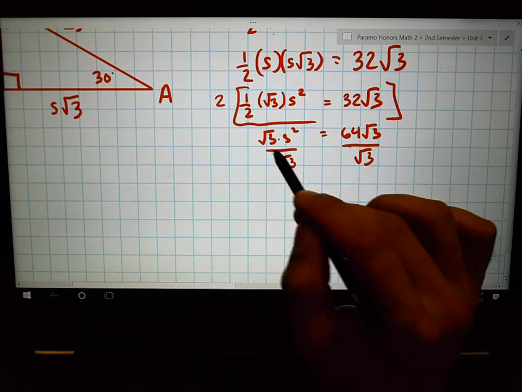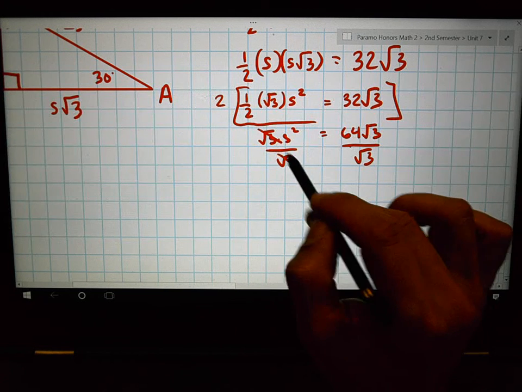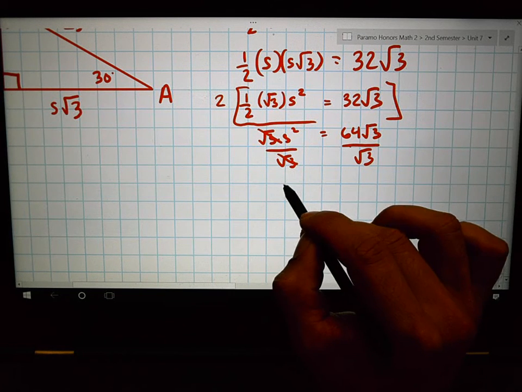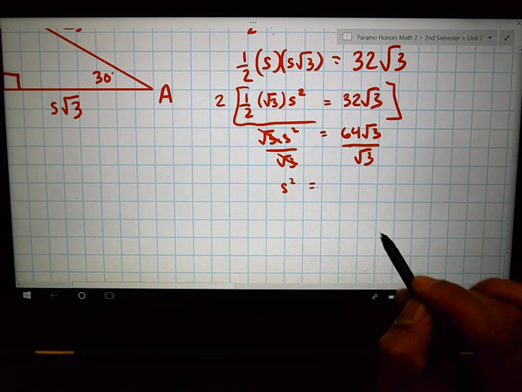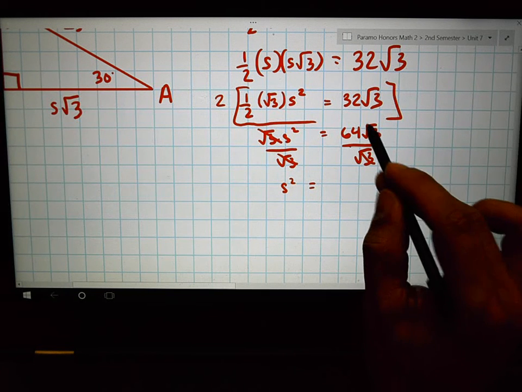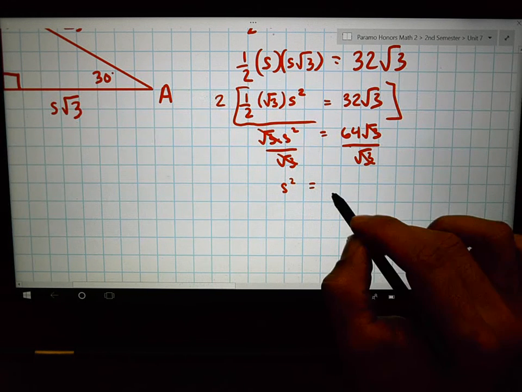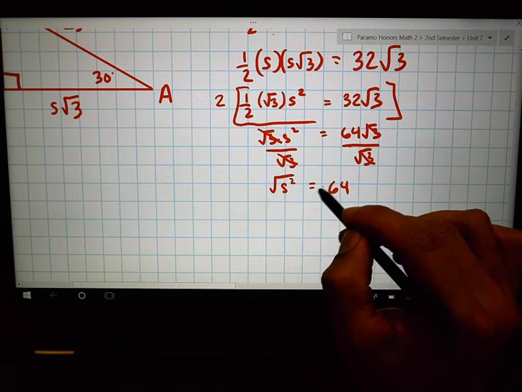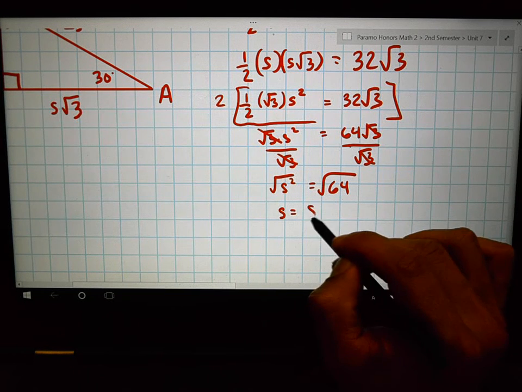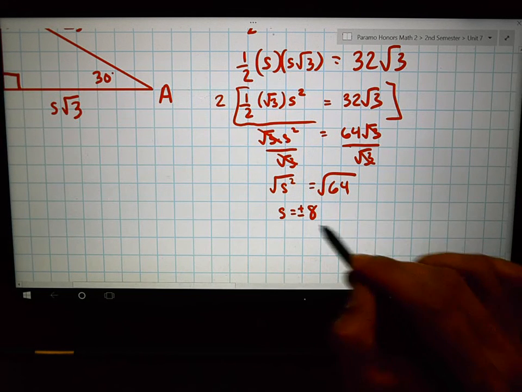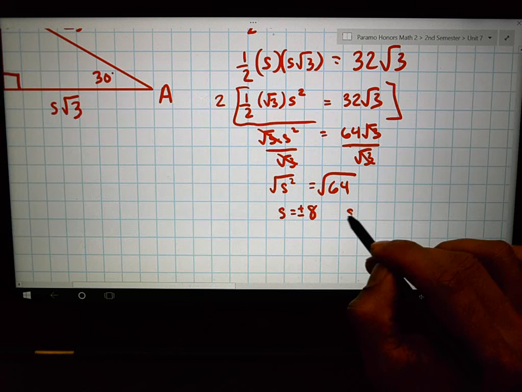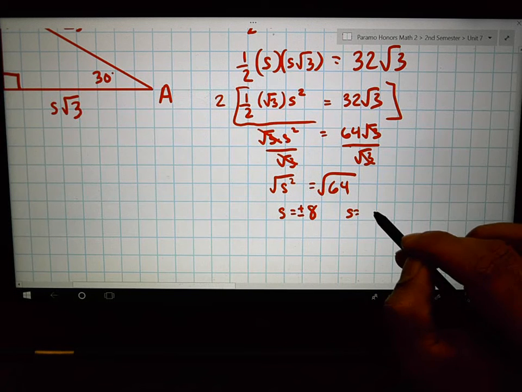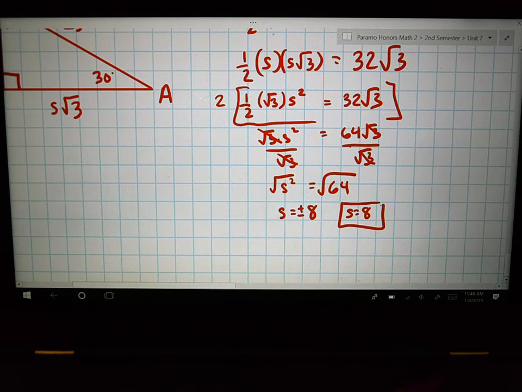Root 3 divided by root 3 goes into each other 1 time. 1 times S squared is S squared. Root 3 divided by root 3 goes into each other 1 time. 1 times 64 is 64. And then the problem looks really easy. Square root, square root. Technically, this should be a positive or a negative value, but because we're talking about a distance that has a positive area, we know that the side has to be a positive distance or a positive 8.